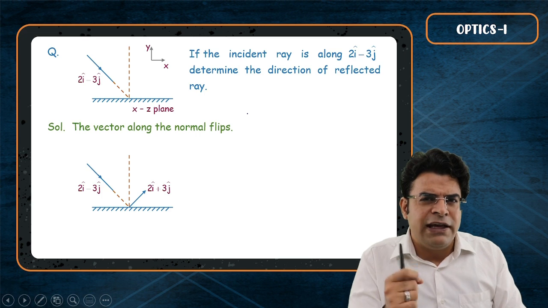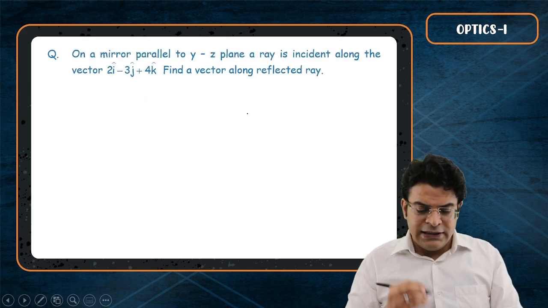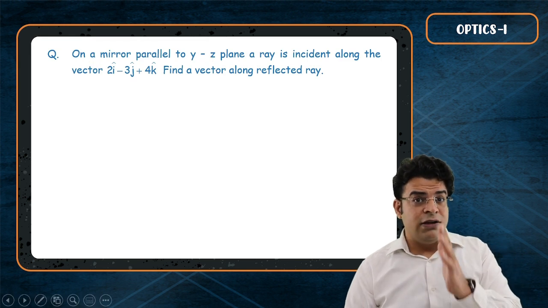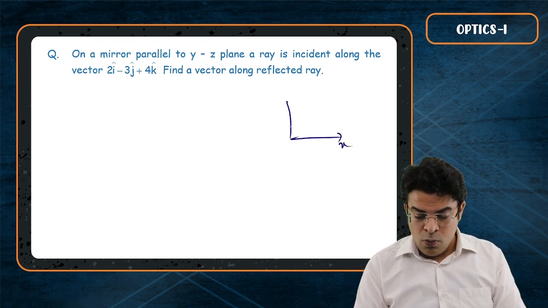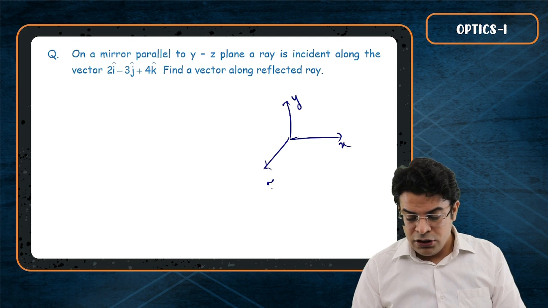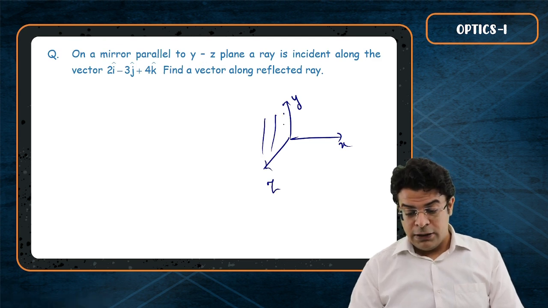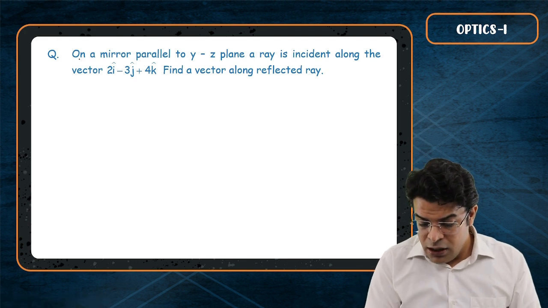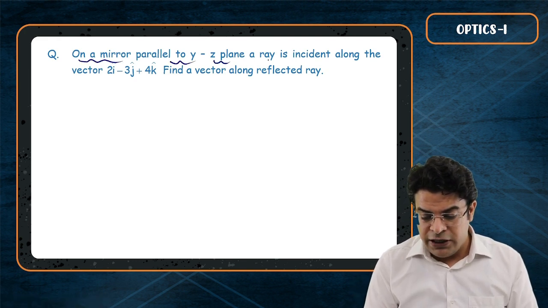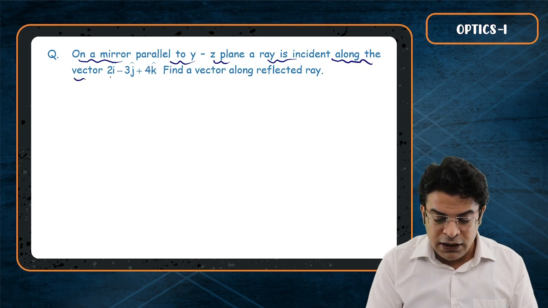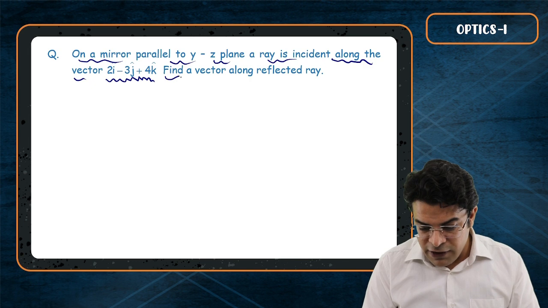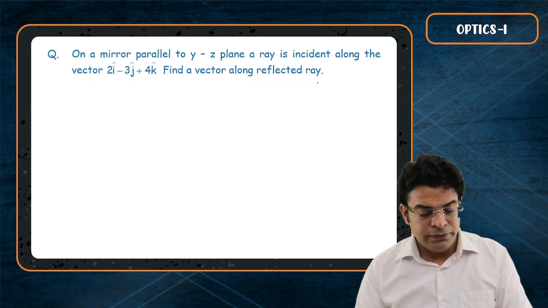Let's complexify this question a little bit more. Let's see this example. On a mirror parallel to the yz plane, you need to visualize the yz plane: x, y, z. So the mirror is parallel to this plane. The question goes like, on a mirror parallel to the yz plane, a ray is incident along the vector 2i cap minus 3j cap plus 4k cap. Find the vector along the reflected ray.